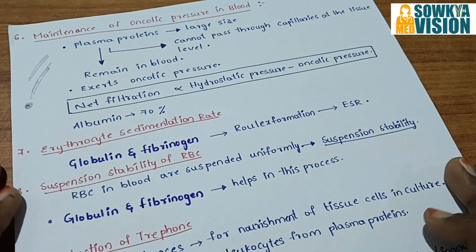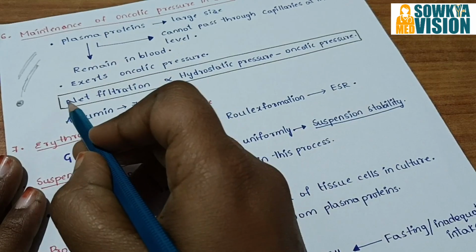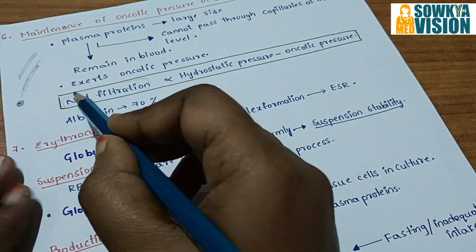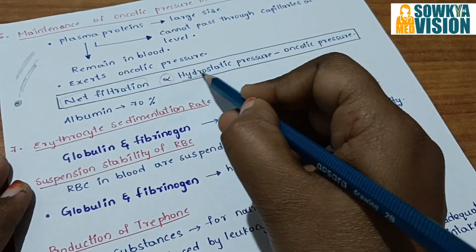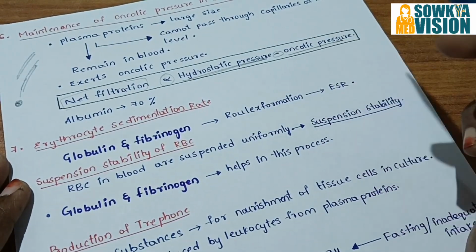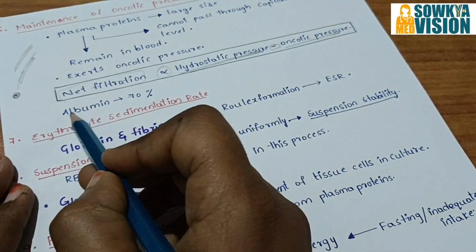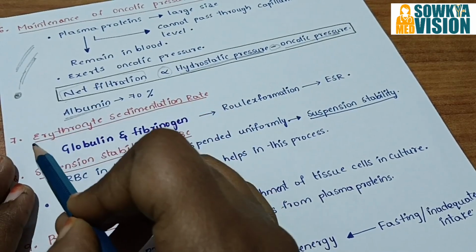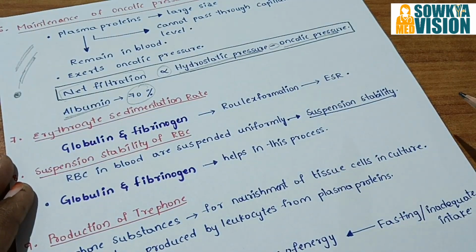So they exert oncotic pressure. The net filtration is directly proportional to hydrostatic pressure minus oncotic pressure. Here especially the albumin exerts 70% of the oncotic pressure.